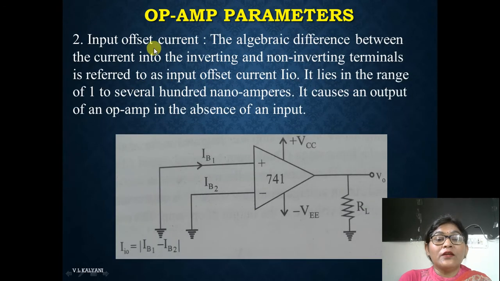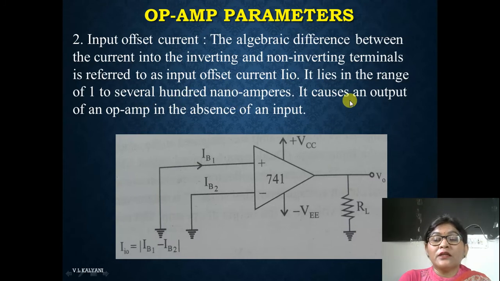The next one is input offset current. Here we apply the current in inverting mode or non-inverting mode. The algebraic difference between the currents into the inverting and non-inverting terminals is referred to as input offset current. That is indicated by I_IO. Here I is the input, O is the offset, and I is the current. So this is called input offset current. It lies in the range of 1 to several hundred nanoamperes.